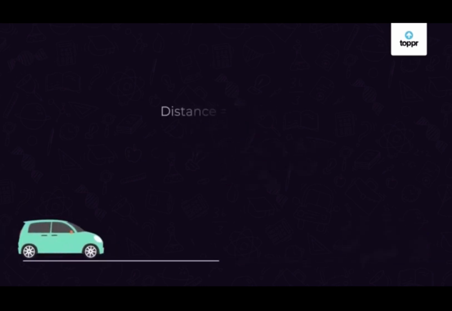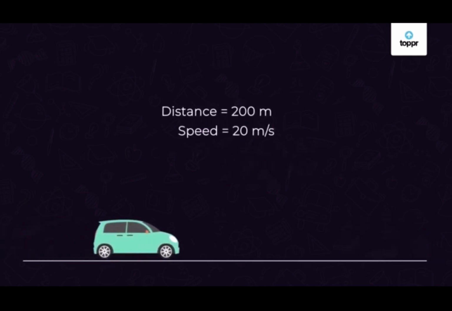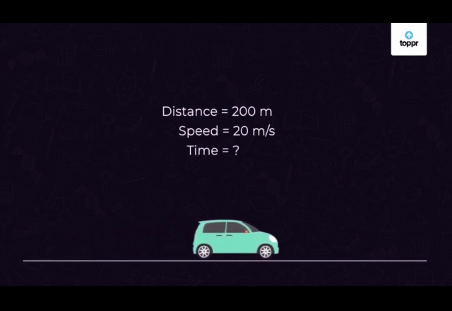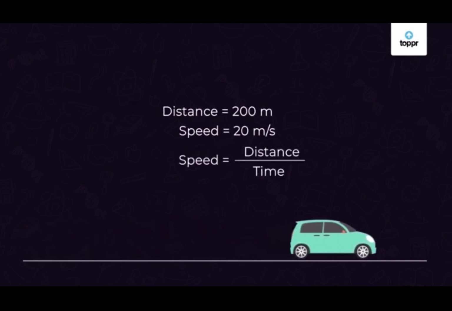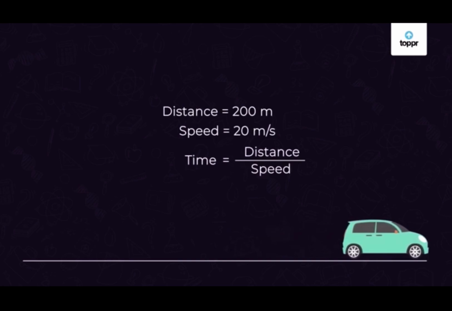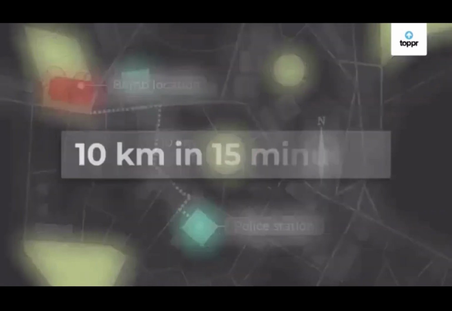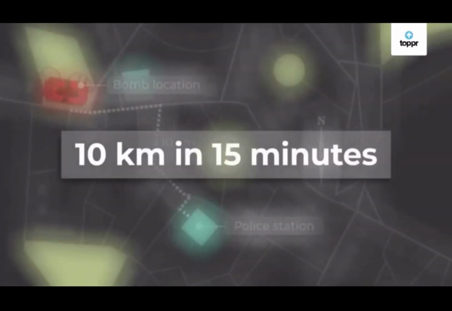Similarly, if we know the distance and speed but don't know the time we took to travel, we can rearrange the same formula to calculate the time. Okay, let's come back to the problem I mentioned at the start of the video. You need to travel 10 kilometers in 15 minutes to save everyone.